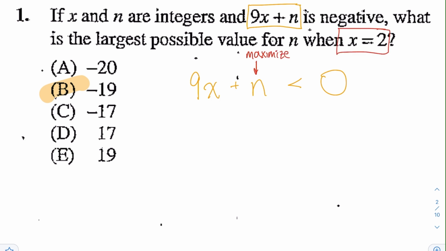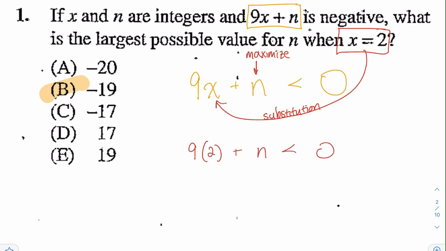Now, you're given the value of x, so you can do a substitution here. What that means is you're going to replace the x in this expression with the number 2. So this will turn into 9 times 2 plus n, and it has to be less than 0. Then you can just go ahead and solve this inequality. So 9 times 2 is 18, so 18 plus n has to be less than 0.